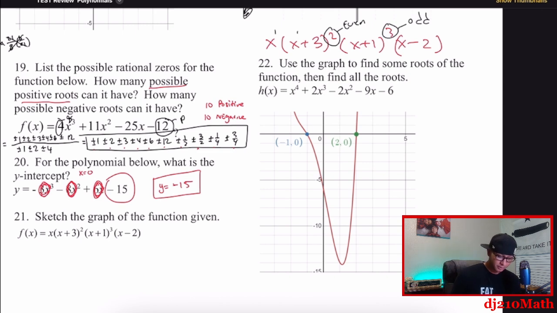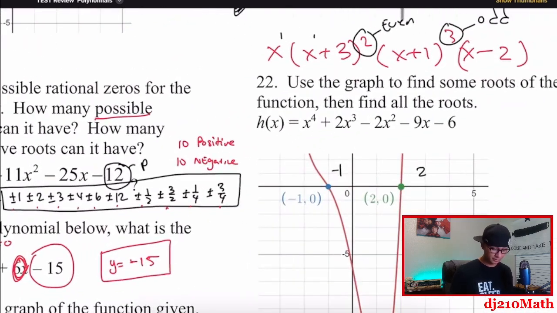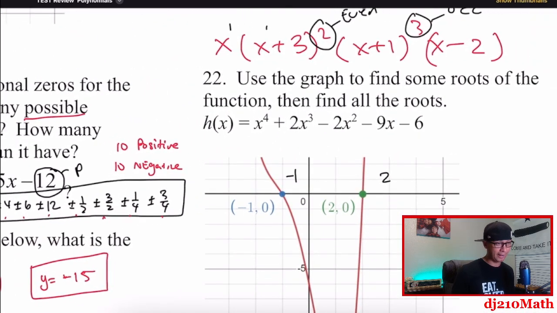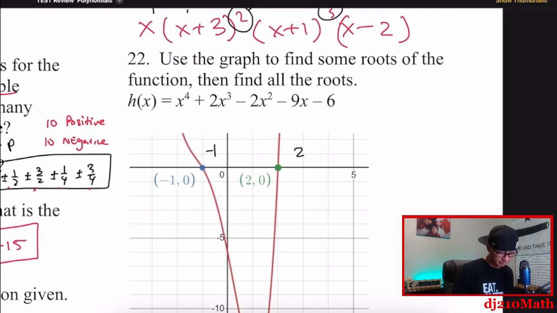Let's go. Use the graph to find some roots of the function, then find all the roots. Okay, so this is saying x is -1 and x is +2. So -1 and +2 are the numbers I'm going to put in the little box for synthetic division. That's how I'm going to find it. Notice there's 5 terms. There's really no way of factoring this, so synthetic division is the way. If this was 4 terms, we could split it down the middle and factor out the GCF. But we can't because we have an odd number. So let's do synthetic division.